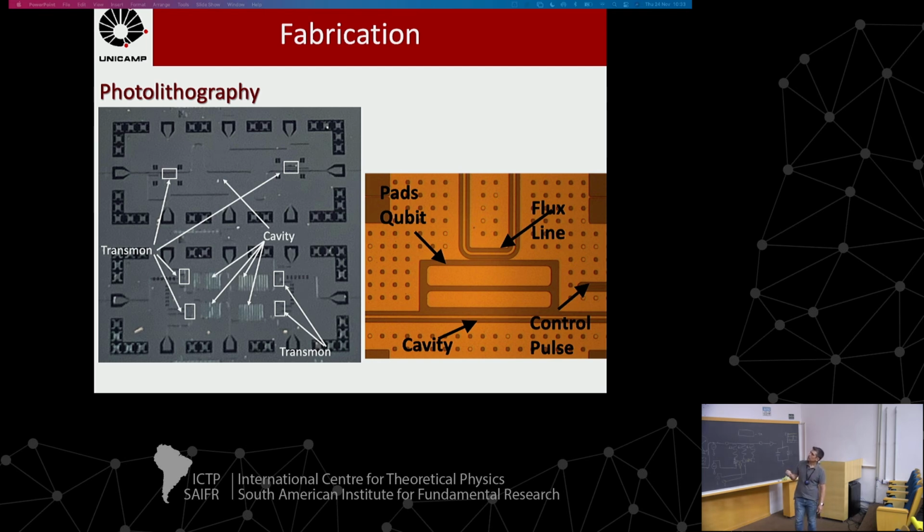So you can see here, this is a flux line to change the flux passing through my qubit, so I can change the energy of the qubit. Here I have the cavity coupled to my qubit. Here we have the control line that can send the pulses to excite or manipulate the qubit.